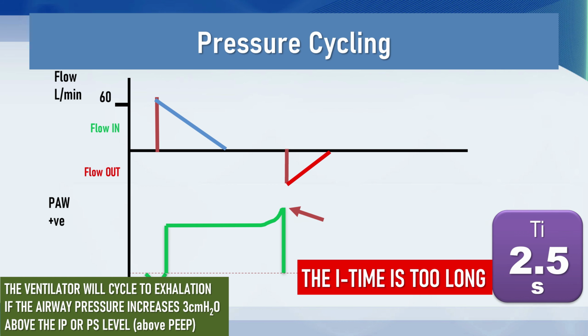The ventilator will cycle to exhalation if the airway pressure, in this case, increases more than 3 centimeters above the inspiratory pressure or pressure support level above PEEP, and that's where we set our P max in our alarms.